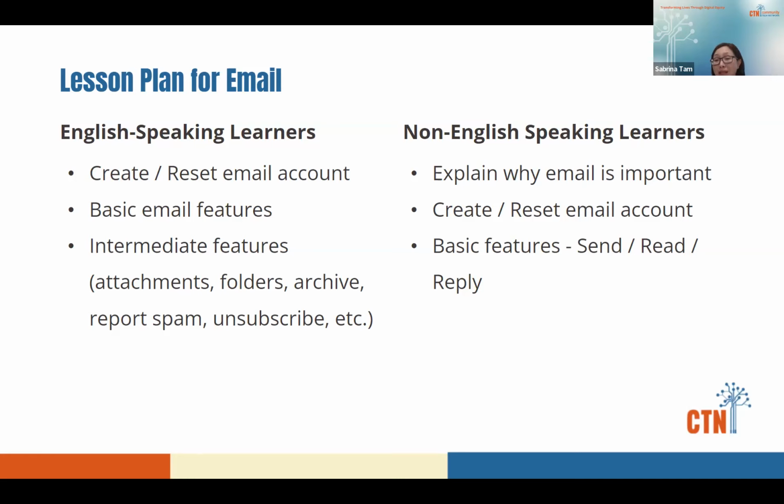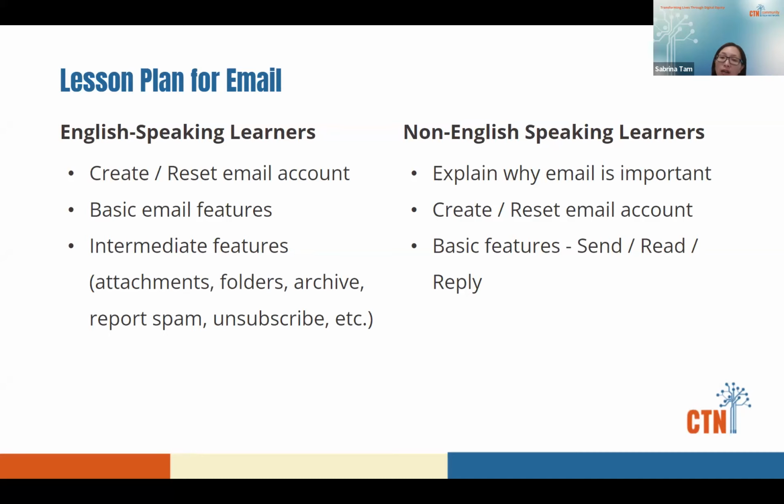We explain to them why they can use it. When you need to buy something online, shop online, you need an email address. When you need to apply for benefits or ACP, you need an email address. So you need an email, even though you don't use it every day. So we have to explain that would be part of the lesson plan at the beginning.